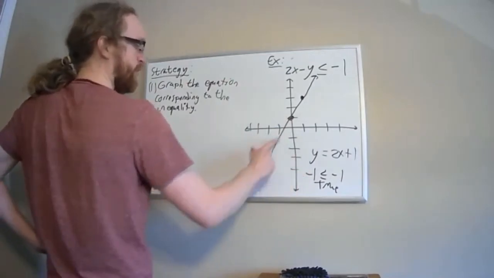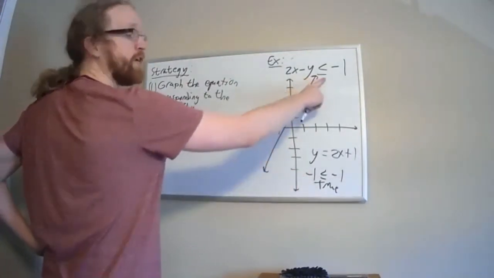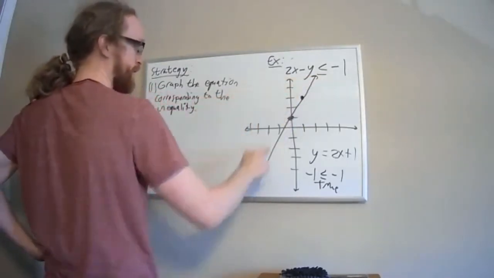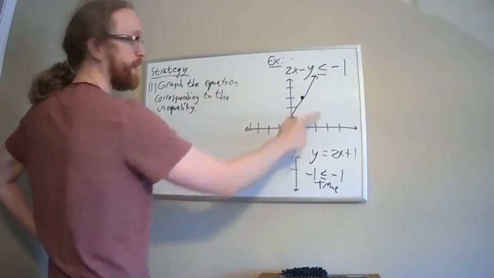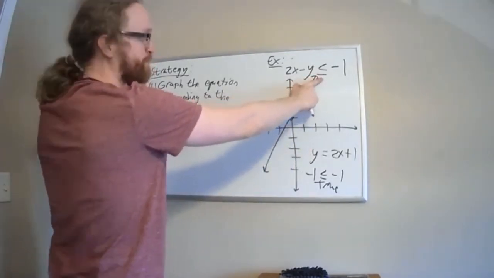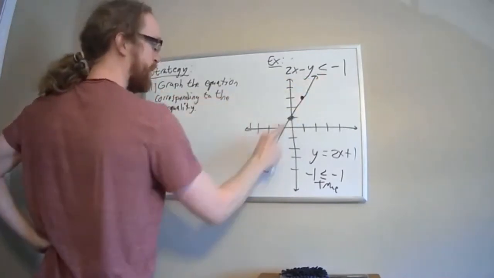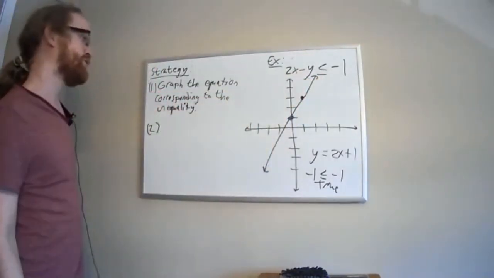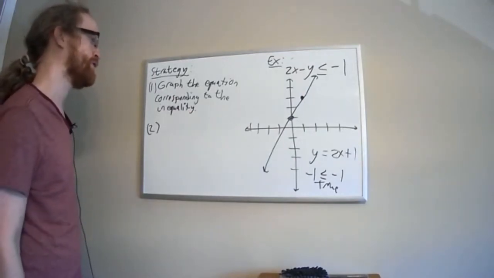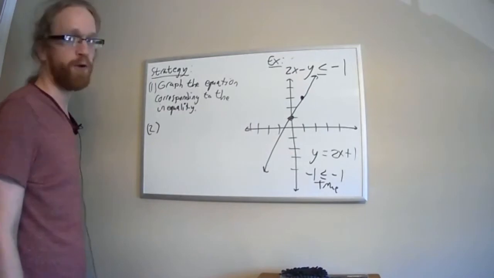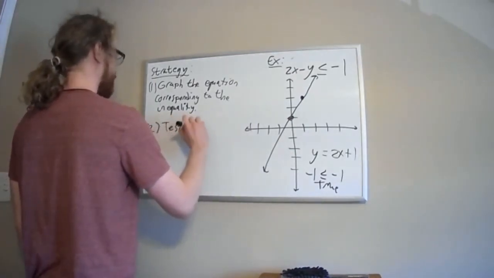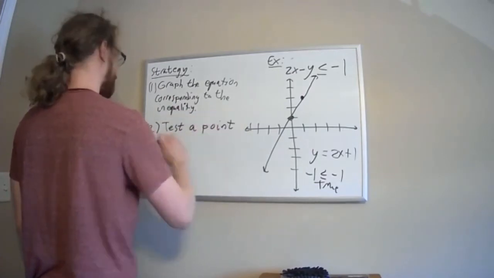It turns out if I take any point on this line, I will get a true statement in the inequality if I plug it in. The reason being that every point on this line satisfies the equation, and the sign that I'm using here is less than or equals. So if you're equal, you get a true statement. So every point on this line is a solution. But the question is, are there more solutions? Are the only solutions to this inequality on the line? And the answer is no, there are more. And so here's what we need to do. We're going to test a point not on the line.